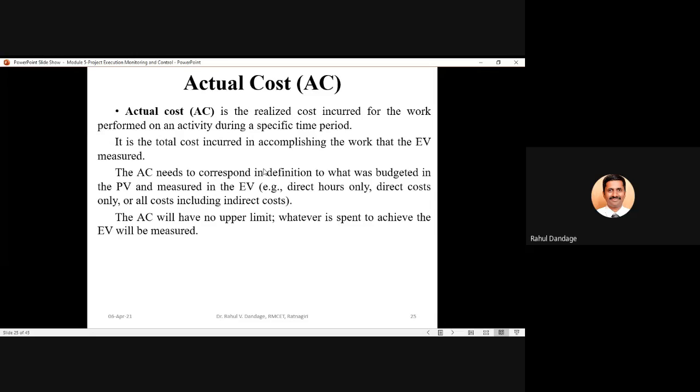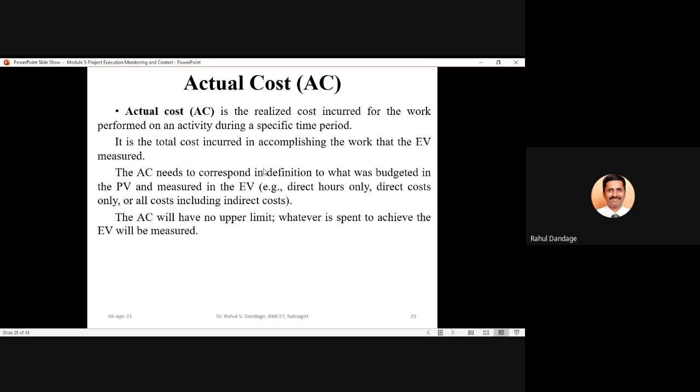Coming to the third terminology, that is actual cost. This actual cost, which is denoted as AC, is the realized cost incurred for the work performed on an activity during a specific time period. So when we go for actual cost, we try to understand what is the actual expenditure which has been incurred for completion of a particular task or a particular work. It is the total cost incurred in accomplishing that work that the EV has measured.